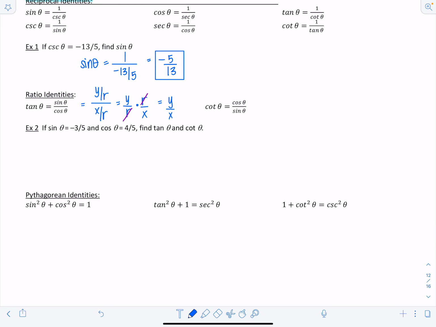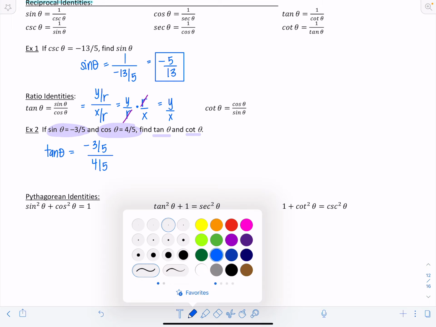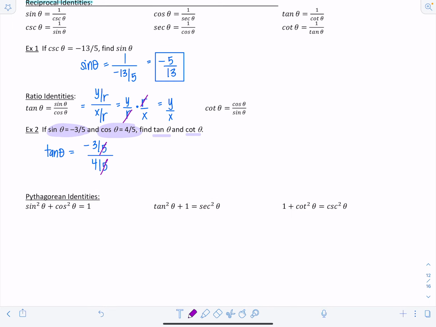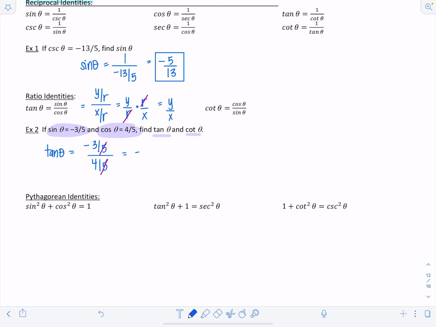So here we go. Again, we don't need to draw a triangle. They're telling me sine theta is negative 3/5, and cosine theta is 4/5. So find tangent theta and find cotangent theta. No problem. So tangent theta is equal to sine theta, negative 3/5, divided by cosine theta, which is 4/5. And you can just cancel the 5s out right now. You don't have to go through the step of multiplying by the reciprocal, unless you just really love it. So this is negative 3/4.